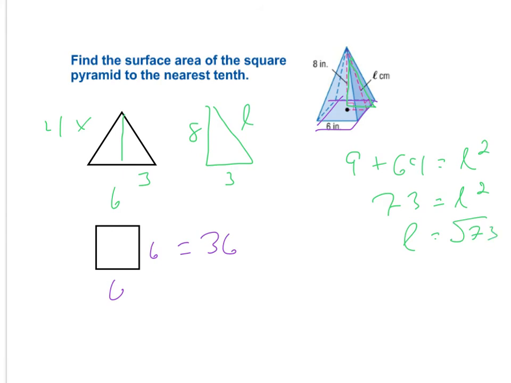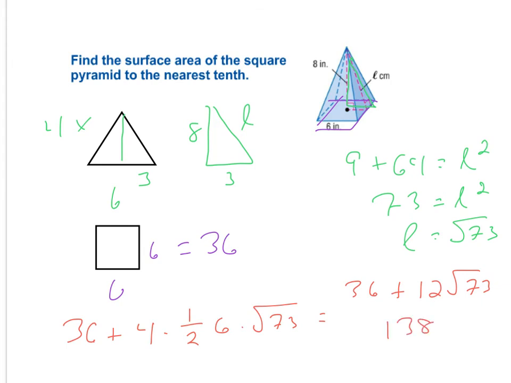So therefore now I have my base, which is 36, plus 4, because I have 4 triangles, times the area of our triangle, which is 1/2 times my base, which is 6, times my height, which is root 73. 1/2 of 6 is 3. 3 times 4 is 12. So I have 36 plus 12 root 73. Whip out your little mini blue calcs and let's come up with that to the nearest tenth. The answer is going to be 138.5. It's time for you.